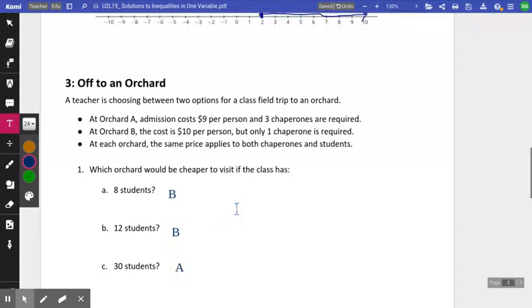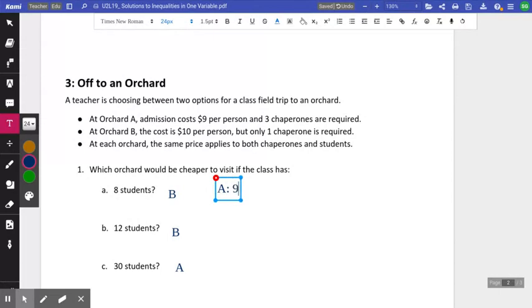For all 3 of these, the strategy I would use is just figuring out how much each orchard would cost given that many students and then comparing those total costs. For example, for 8 students, Orchard A, if there's 8 students going, it would cost $9 for each of those 8 students, plus the $9 for each of those chaperones. So we can figure out that total cost by saying for Orchard A, there would be a total of 3 plus 8, 11 people going. So we need to multiply 9 by 11, which would give us a total of $99.